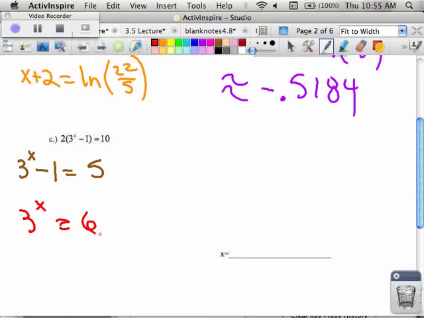Log it anyways, who cares? Moral of the story is when you don't know what you're doing, log it. So I ln one side, I ln the other side. Why did I do that?